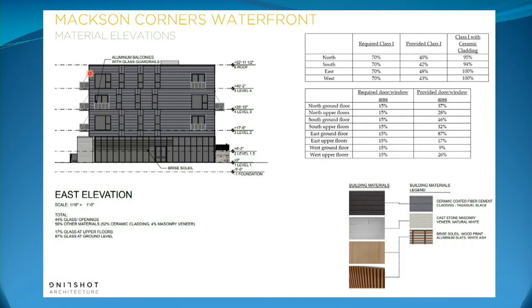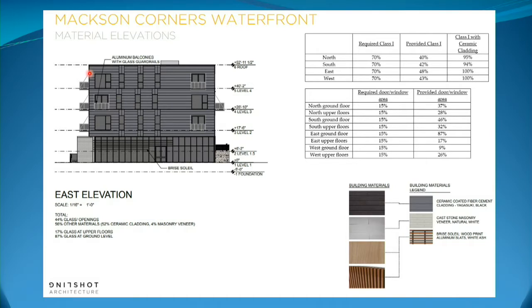According to the applicant, it's a step up from the Nichia fiber cement cladding that was approved for the Brio site, and it's also more durable than that material. Staff is recommending that Plan Commission analyze the material to determine if it's appropriate to classify it as a Class 1 material. The building facades exceed the 15% minimum window and door area requirements for all facades, and that's required for both ground floor and upper floors.